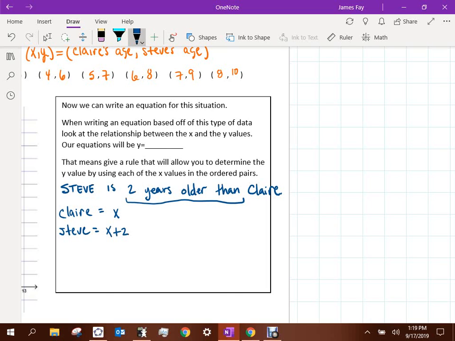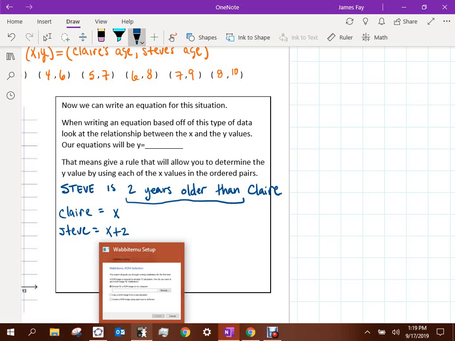Now, some of you might write it as 2 plus x. Is that the same thing? Yes. Okay? Now, when we do that, we have to think about what is our most complex thing up there. It's Steve's age, right? So what we're going to do is we're going to let y end up being equal to that more complex thing. y equals x plus 2.